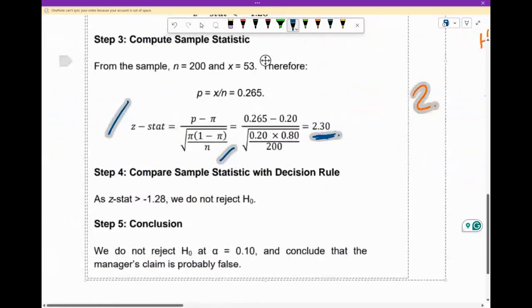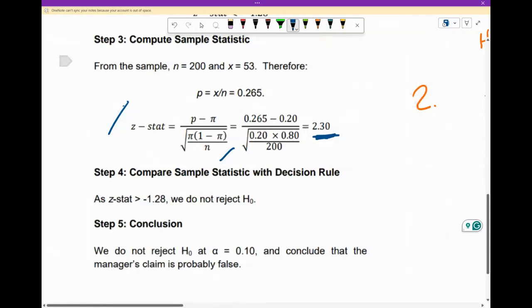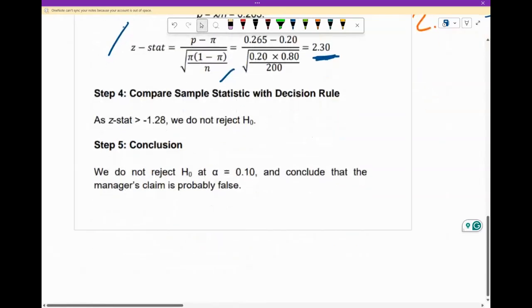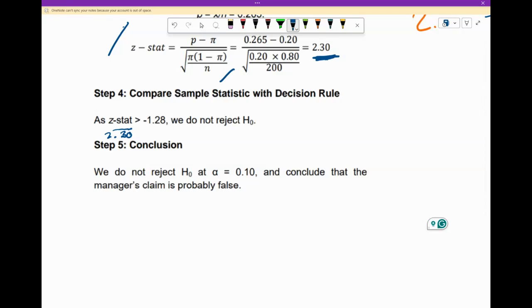So step number 3 was the actual calculation. It's step number 4 where we are comparing. Here you can see that our Z statistic of 2.30 is greater than negative 1.28. So we are not rejecting. In other words, we are accepting H0.